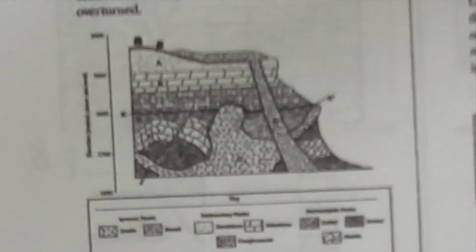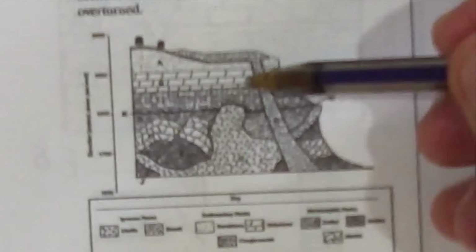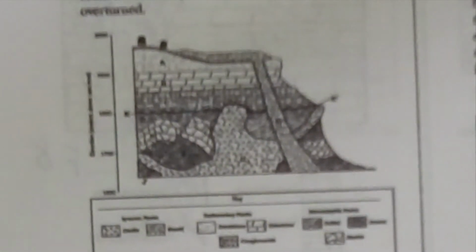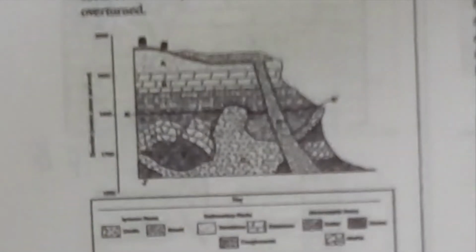Intrusion of igneous rock layer H. H passes over B, which means B had to be there already. Formation of metamorphic rock along layer A. That metamorphic rock over here from the igneous intrusion had to happen after B.